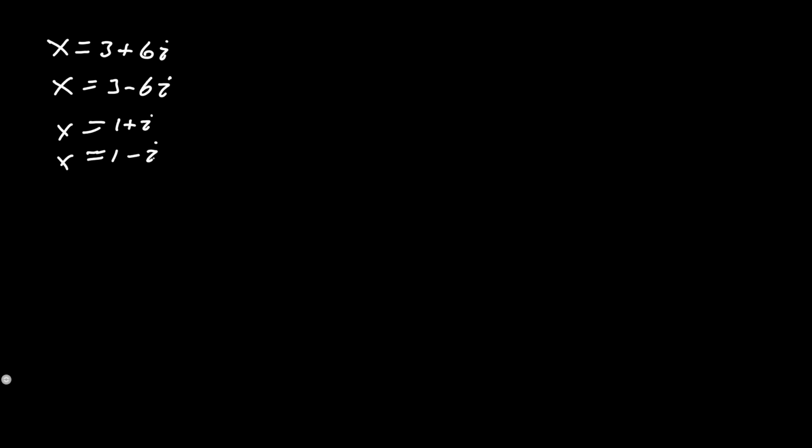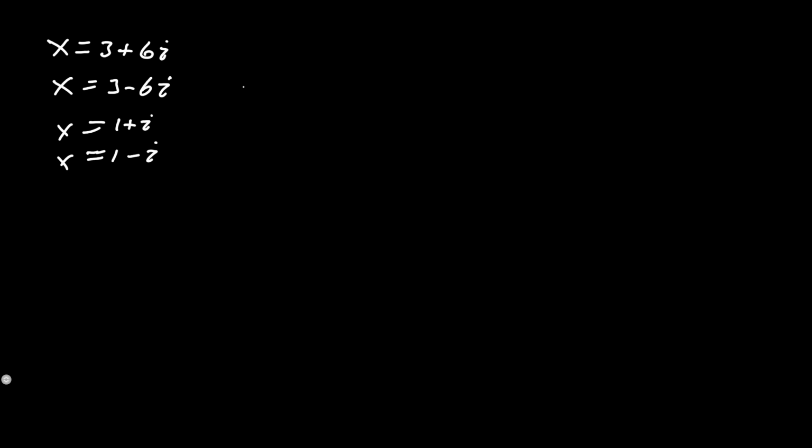So now let's go ahead and look at another example, in which we will have complex roots. So we have x is equal to 3 plus 6i, x is equal to 3 minus 6i, x is equal to 1 plus i, and x is equal to 1 minus i. We just follow the same process we did in the last example.